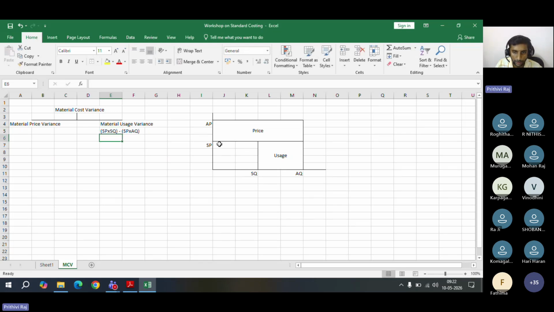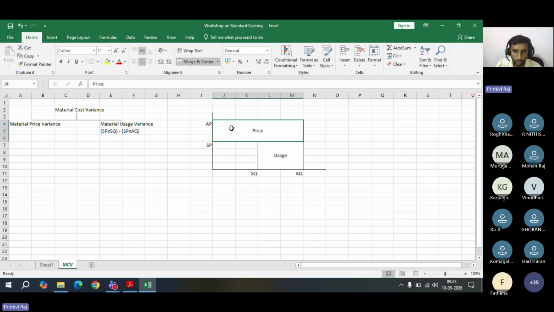SP into SQ minus SP into AQ. So now you get the usage formula. That's it. So this is the usage formula. So you don't need to remember the formula and all. Just put this graph and see how you extract SP into SQ minus SP into AQ.